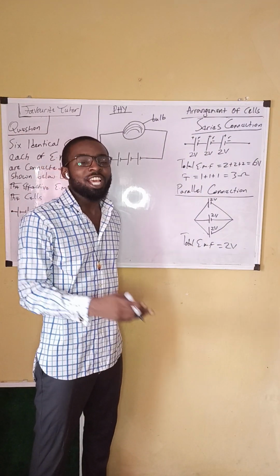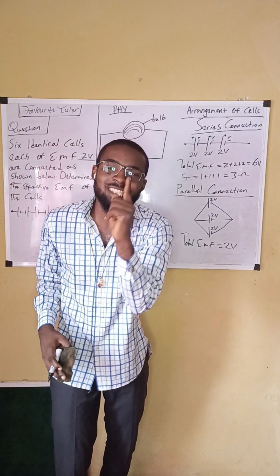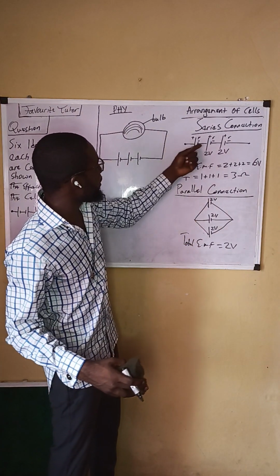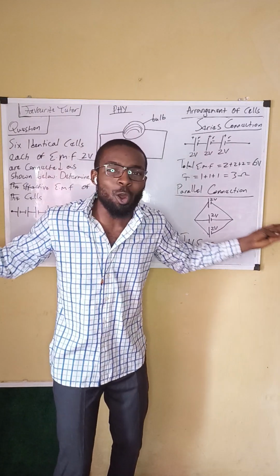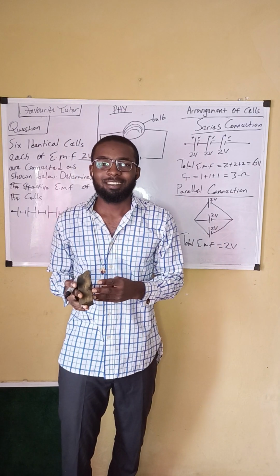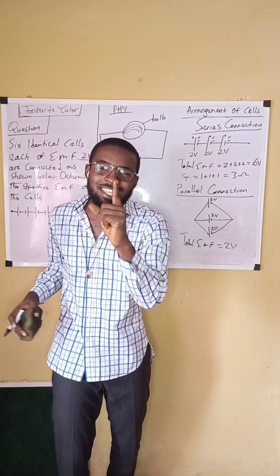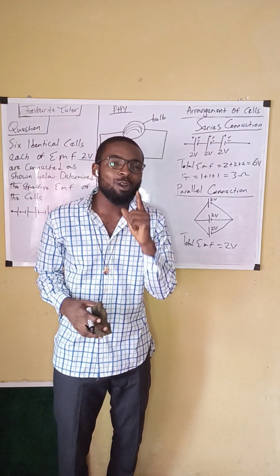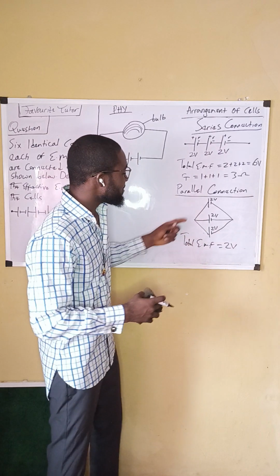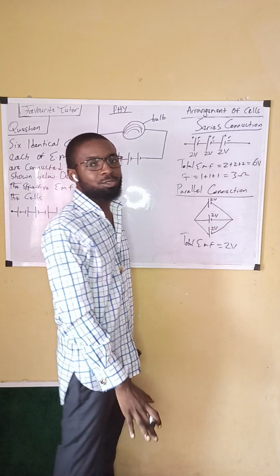That's for parallel connection. It looks as if the total electromotive force is the voltage of just a single cell for parallel connection, while for series connection, the total electromotive force is the sum of the voltage of each of the cells. For parallel connection, the total electromotive force is just the voltage of a single cell. And one thing about parallel connection is that the internal resistance of the cell is largely reduced.